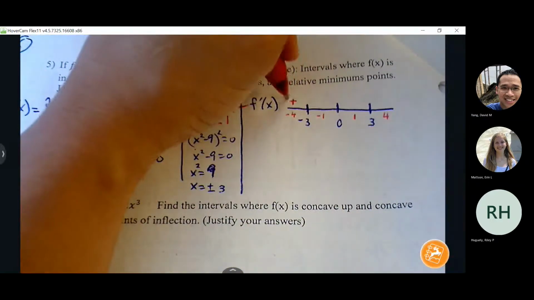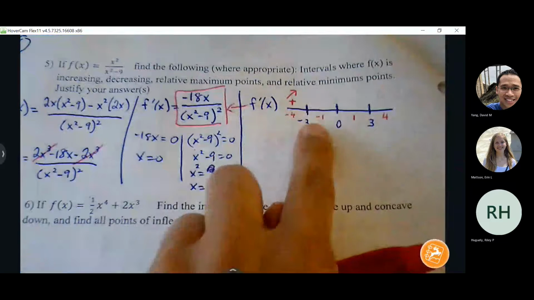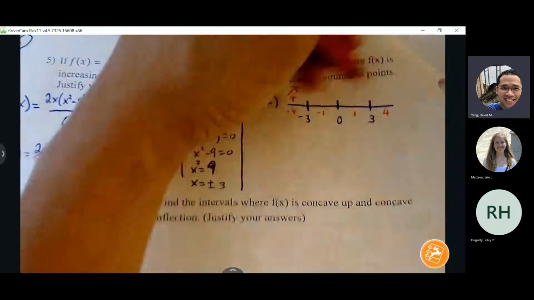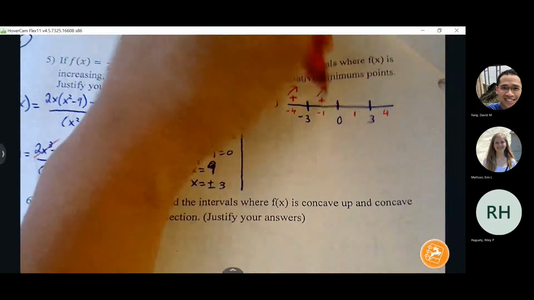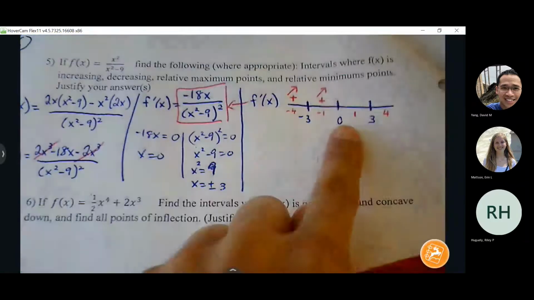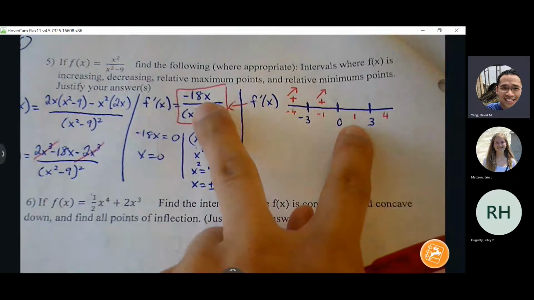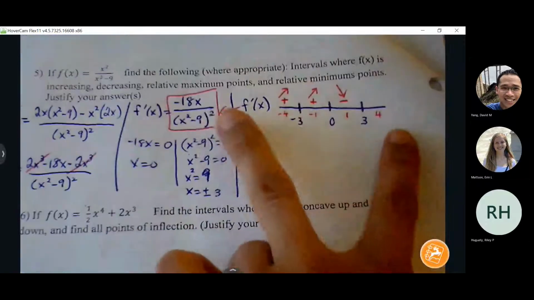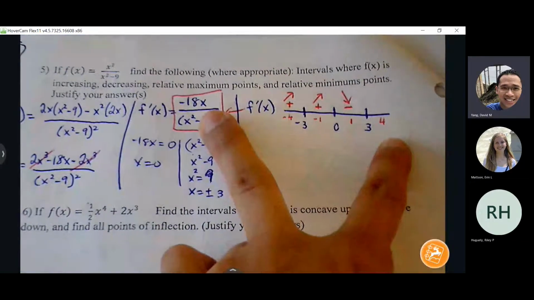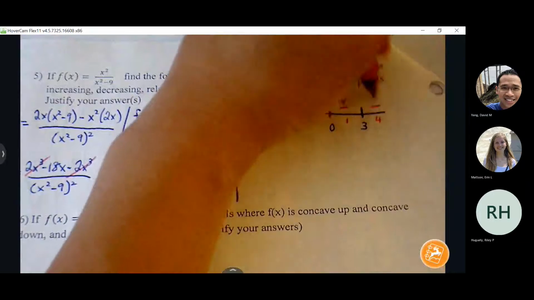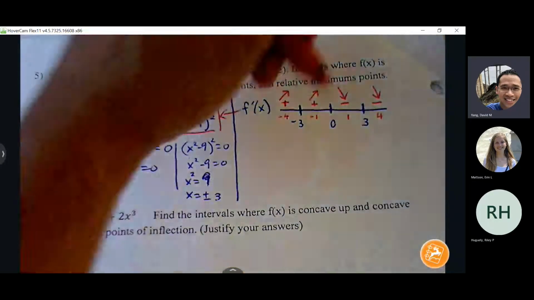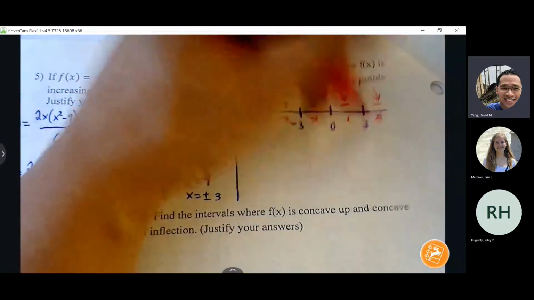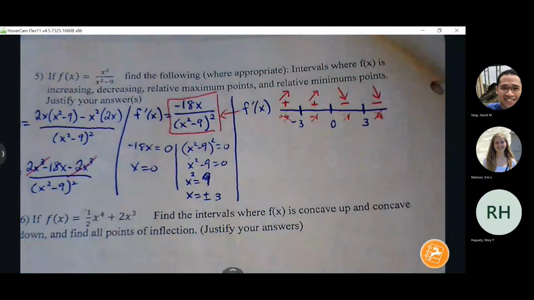Insert -1. -1 times -18, that's positive over a positive. Plug 1 into the derivative, 1 times -18, that's negative, over positive is negative. Plug 4 in, 4 times -18, negative over a positive is negative. Okay, after this, we don't care about these test points anymore. Make sure you don't include them in any of your interval statements.